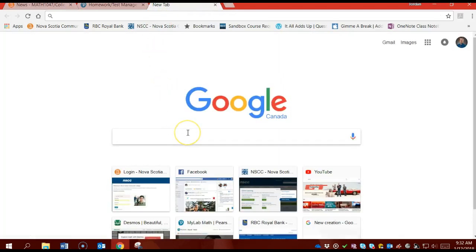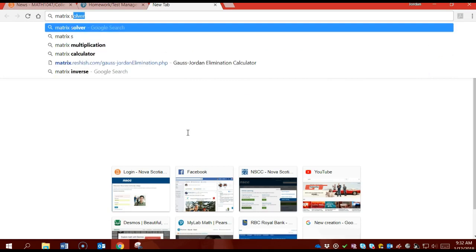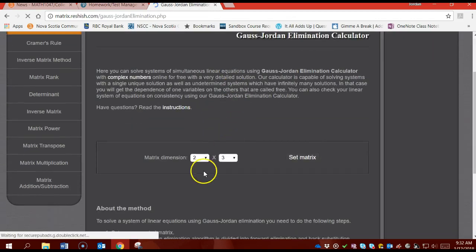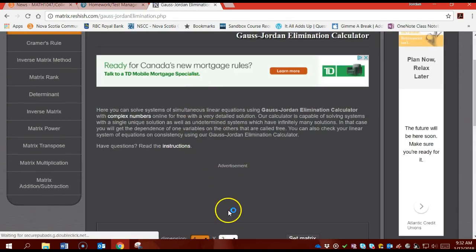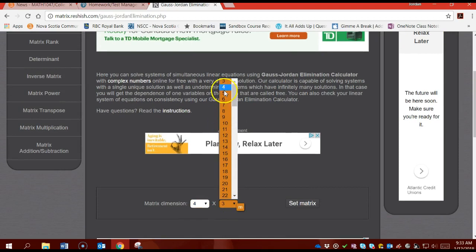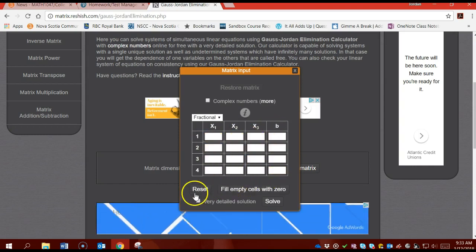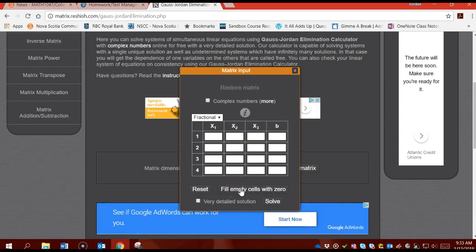So here's what you do, honestly. Look, you just go to Google, matrix solver. Hit the first one, that's a good one. And then you just blast it in. Our dimensions here, we're going to do a 4 by 4 matrix. We're going to set your matrix. You put all your numbers in there, just take those 4 equations, put them in. B is your answer, by the way. And you can fill all your empty cells with 0 if you want, and then just hit solve, and it'll blast out the answers. If you want a very detailed solution, it'll work it out for you as well. But honestly, just do the old solver. Okay? Give that a try, buddy. Let me know. Keep up the great work.